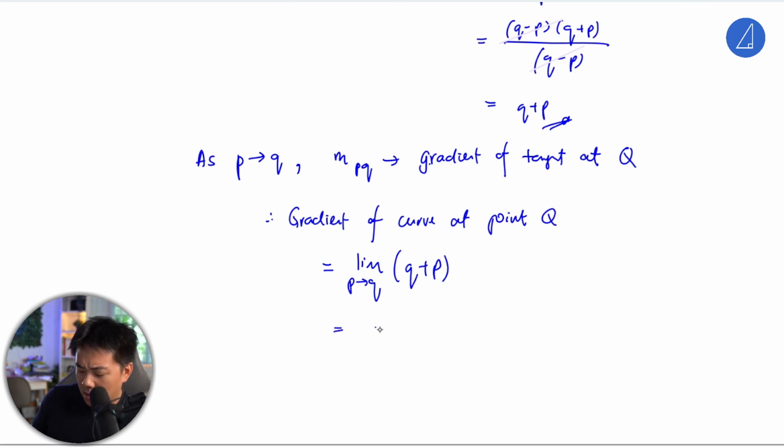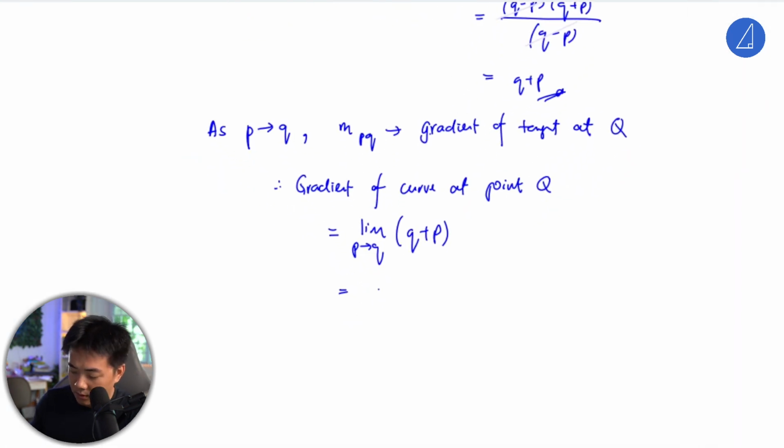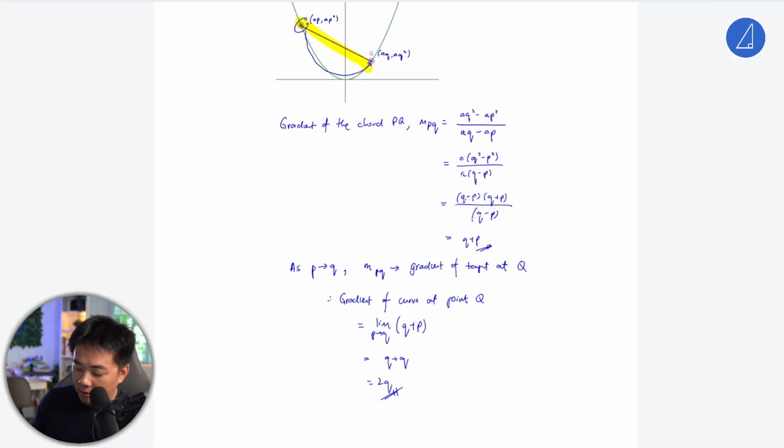So we just want P to become Q, giving Q plus Q equals 2Q. That's the gradient of the curve at point Q.